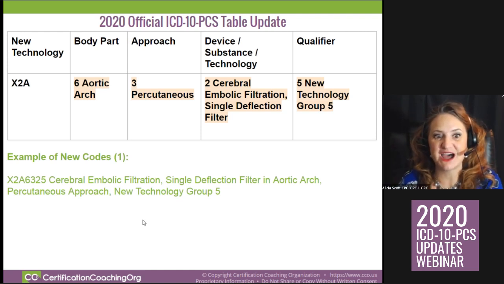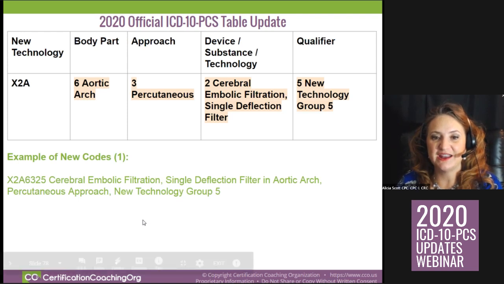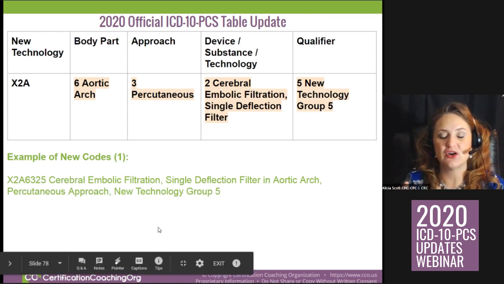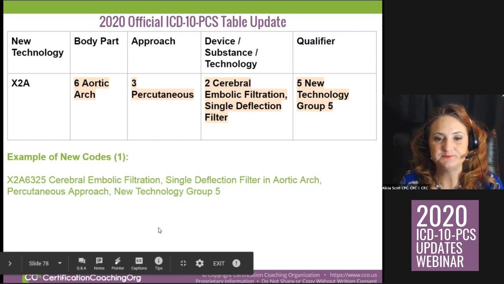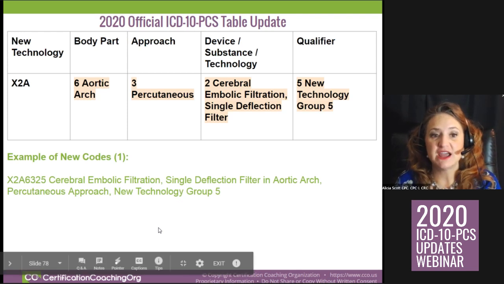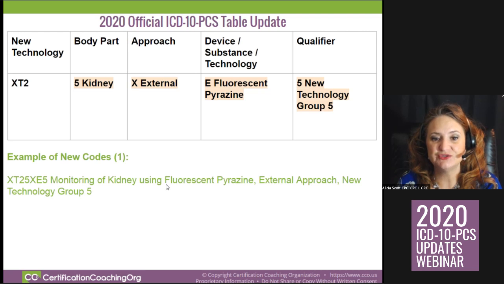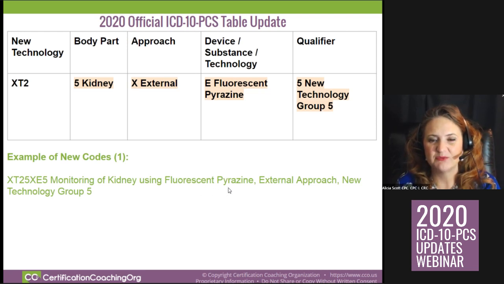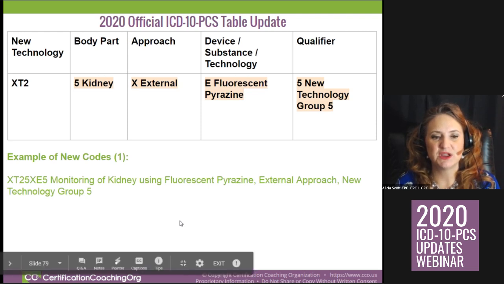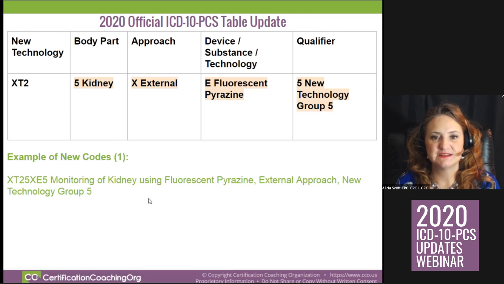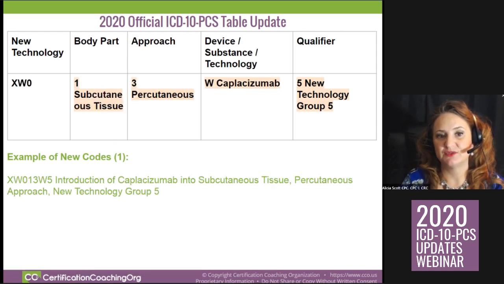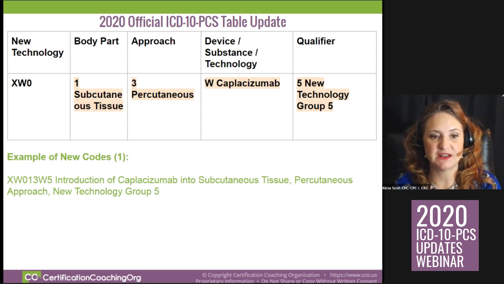So please take some time to go look at some of these things they can do in the aortic arch. And they put this little filter in that stops clots. It's really cool. Next, we have new technology again. We're going to monitor the kidney using fluorescent pyrazine, external approach, new technology 5. So we're going to be working on the kidney and monitoring it. We had a lot of stuff added for that fluorescein already, and they added it into the new technologies as well.